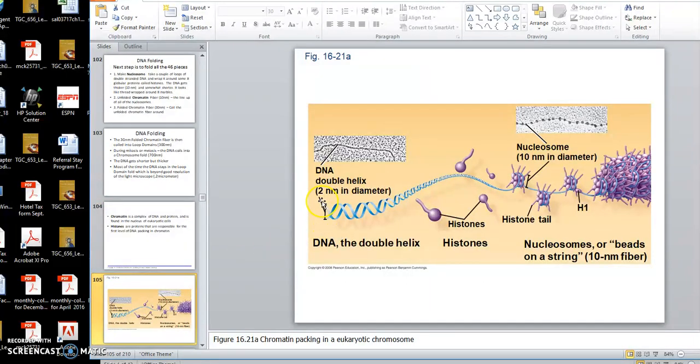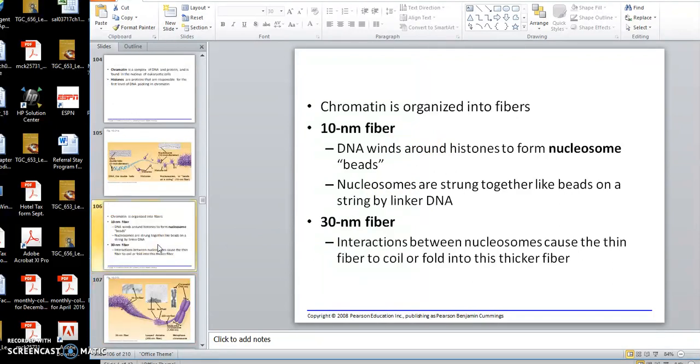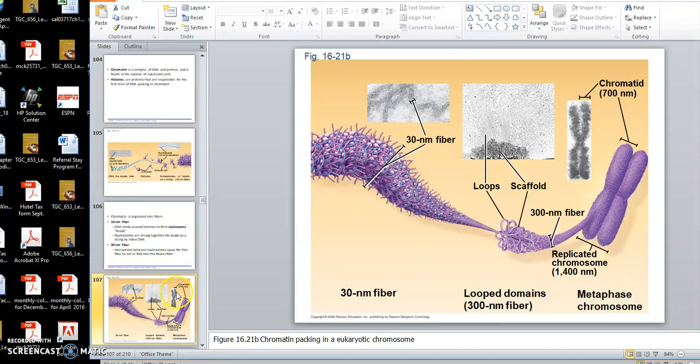So here would be the DNA. You coil it up around some histones. Then you start coiling it up in a circular pattern to make it shorter, as you can see. So chromatin is organized into fibers. And ultimately, you're trying to make it shorter. It does get thicker to put it in that small space. It gets shorter and thicker.